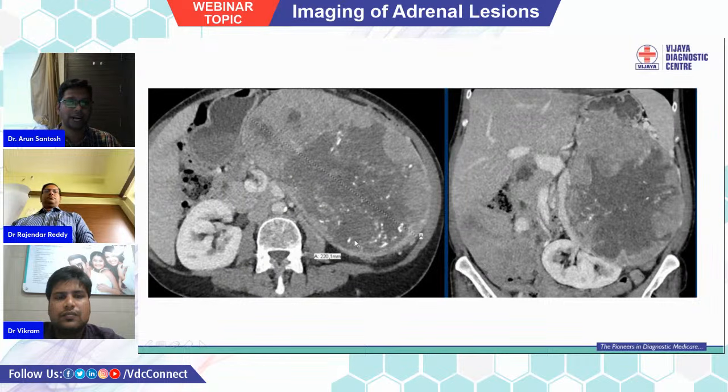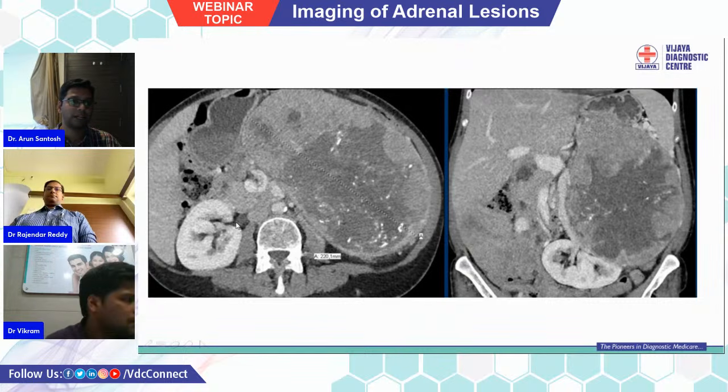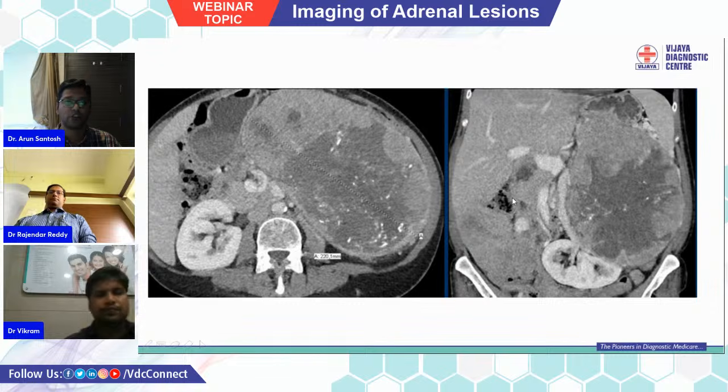Here we can see there is a large heterogeneously hypodense lesion showing heterogeneous enhancement in the left suprarenal region. As we can see, the left kidney is pushed downwards. The lesion is showing significant areas of necrosis with multiple foci of calcifications. There are even multiple retroperitoneal lymph nodes, and these features are suggestive of a large adrenocortical carcinoma.